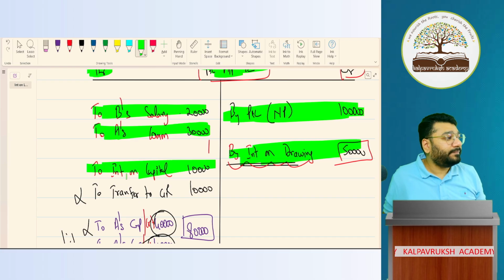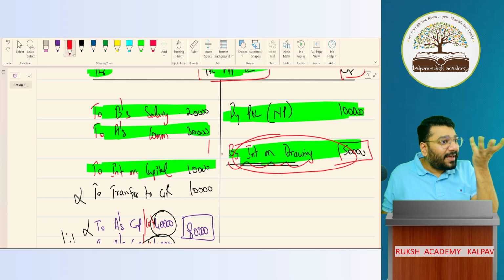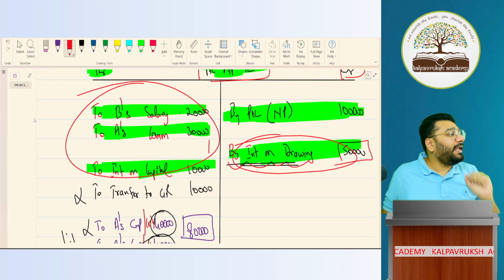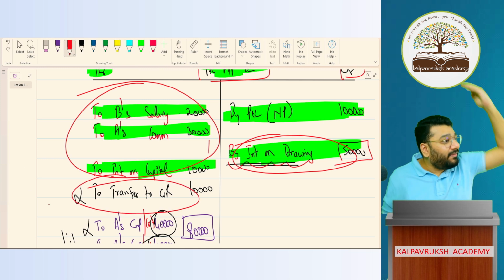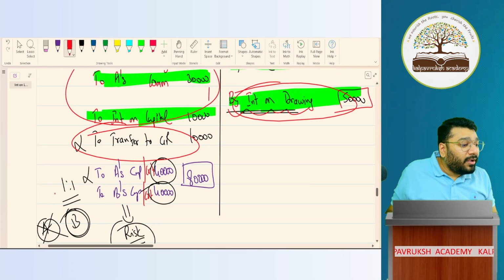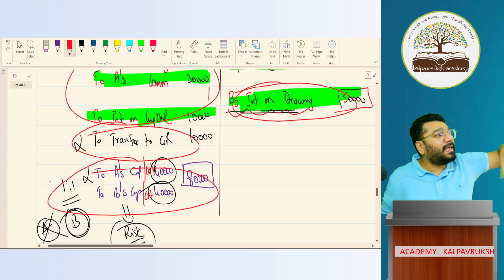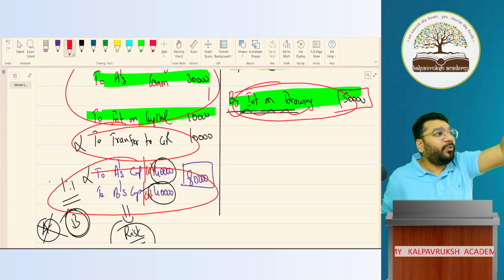What is pending? The concept is pending. The masala is pending. What is transferred to reserve? Concept, masala, entry, everything pending. Transfer entry, profit distribution entry, concept, masala, journal entry, everything pending. Oh my God. But the format I have put into your mind.